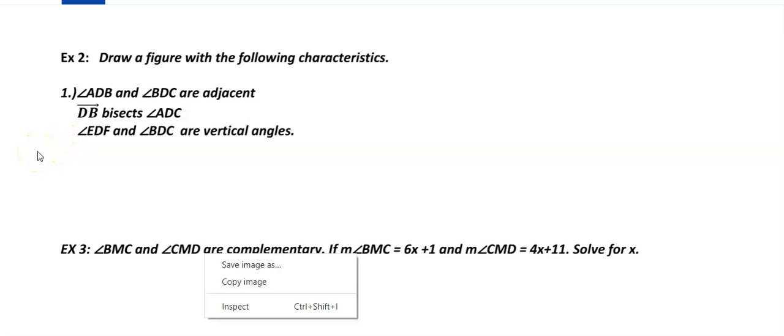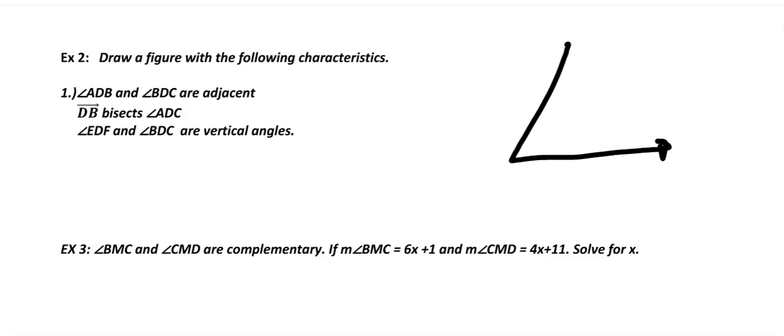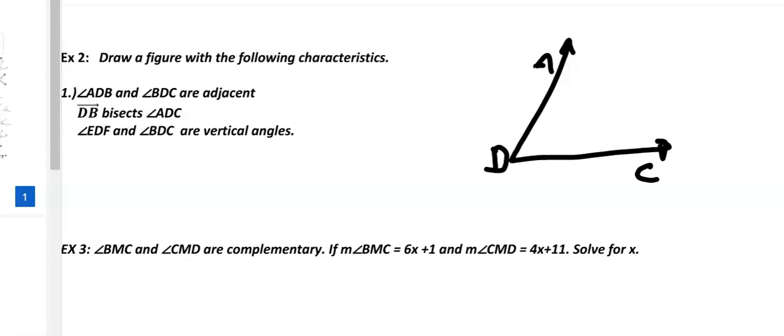Well, I'm going to start with the angle ADC is bisected. So angle ADC is going to be bisected. Now, for some reason, this thing just loves going over and changing how thick my pen is, and it drives me nuts.